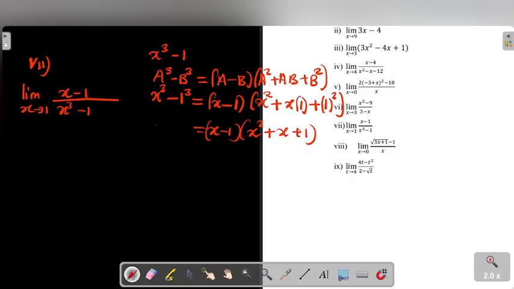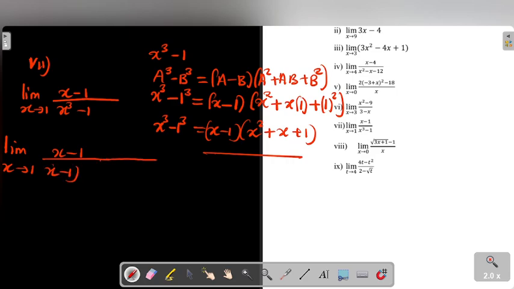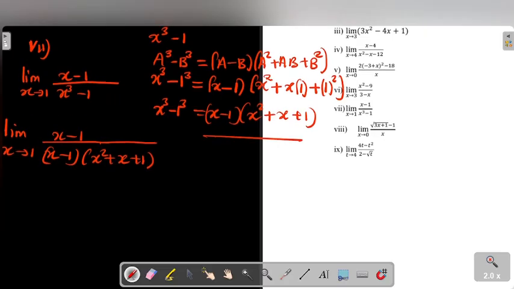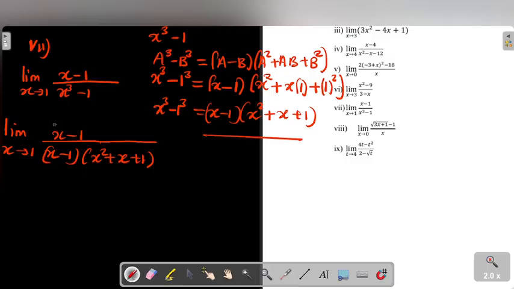So we're saying x to the power 3 minus 1 to the power 3 is equal to that. You take the factorized one and substitute here. So we have the limit as x approaches 1 of (x minus 1) over (x minus 1) times (x squared plus x plus 1). We can see that x minus 1 and x minus 1 cancel.